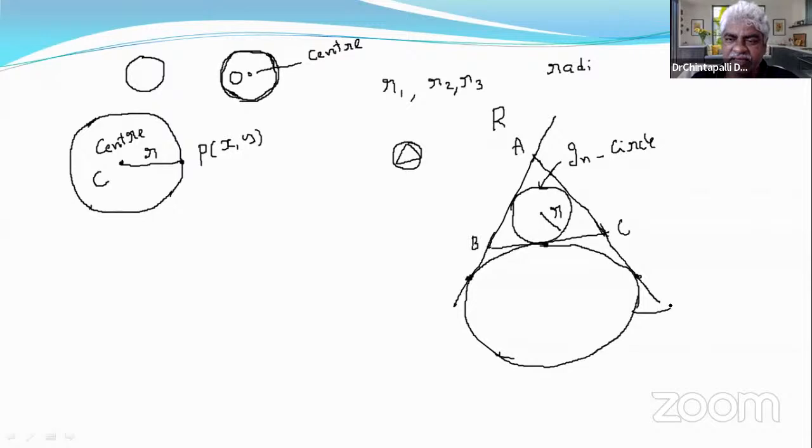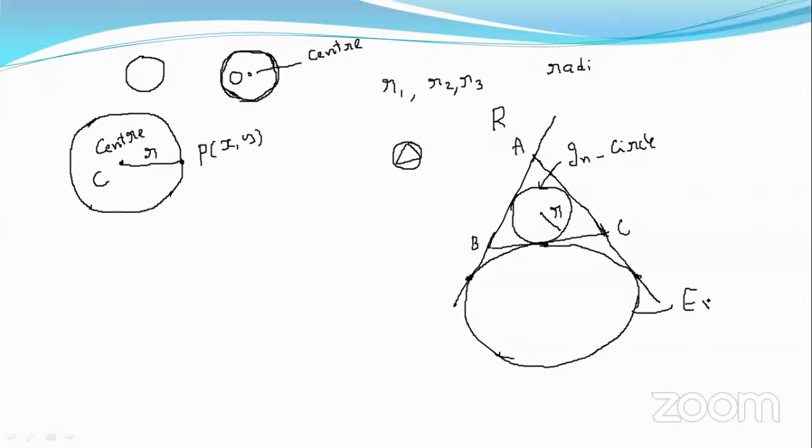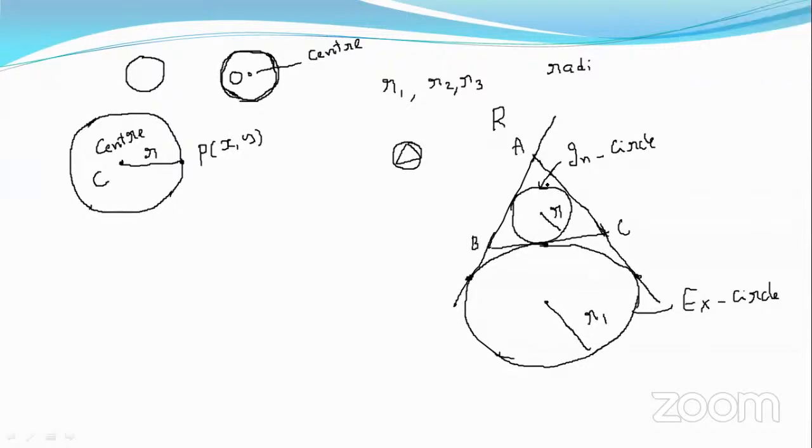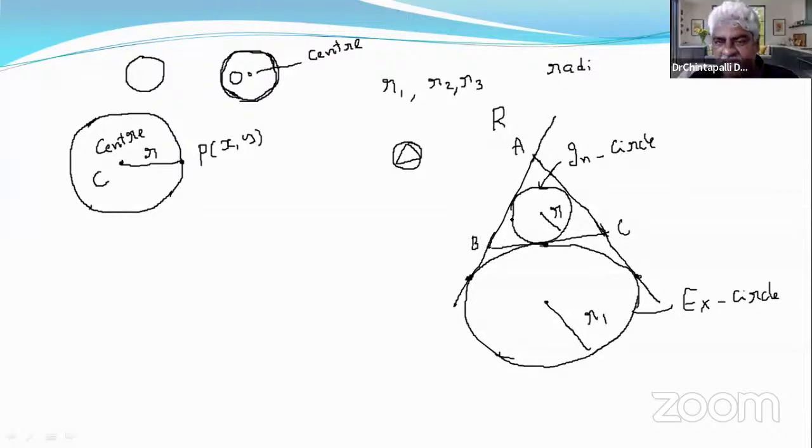This is called the X circle. So we are discussing various kinds of circles. The radius of this X circle is denoted by small r1. In the same way, we can draw the X circle opposite to vertex B. The radius of that circle is r2, and the radius of the X circle opposite to vertex C is r3. These are the different kinds of circles.